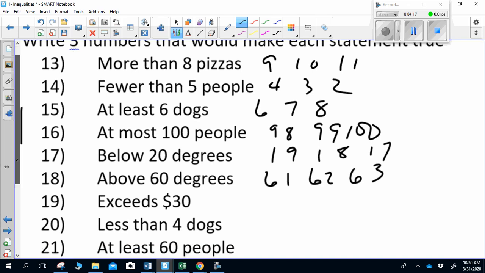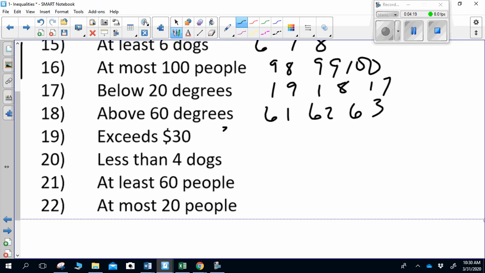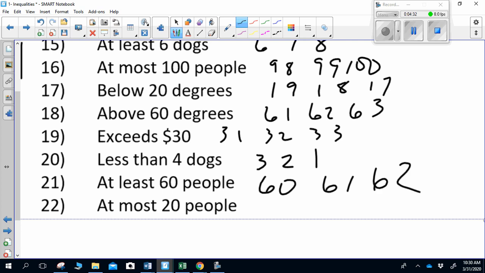Exceeds $30, 31, 32, 33. Less than 4 dogs, 3, 2, 1. At least 60 people, 60, 61, 62. At most 20 people, 18, 19, 20.